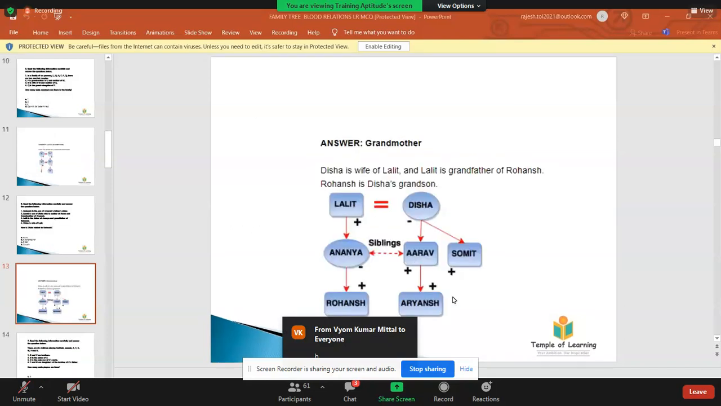Of course grandmother. This is the diagram. Ananya and Arav are siblings, so is Sumit, because Disha is the mother and Lalit is the father. So actually Disha is the grandmother of Rohansh. Rohansh is the son of Ananya. Okay. Look at this: the equal to sign means marriage. Perfect. Move ahead.